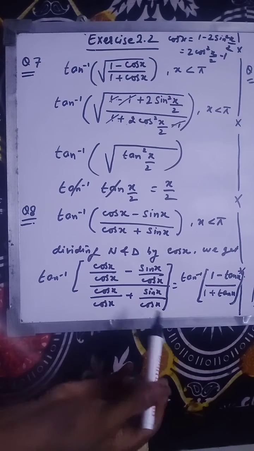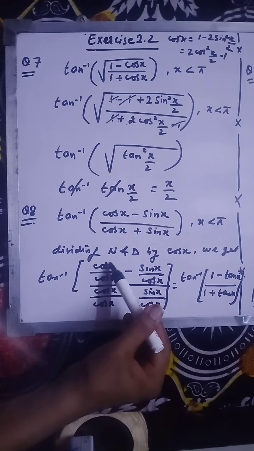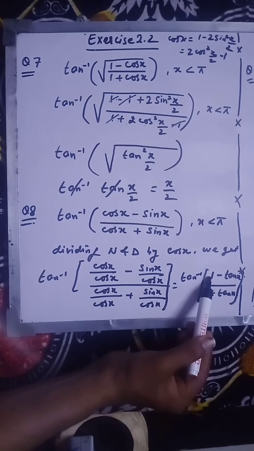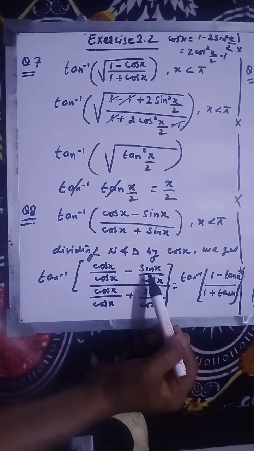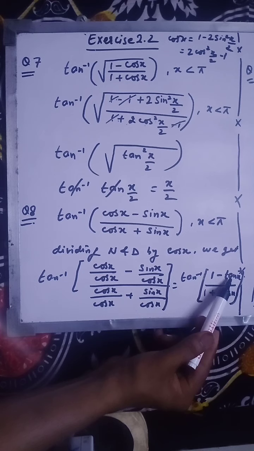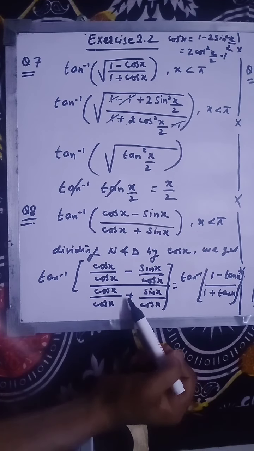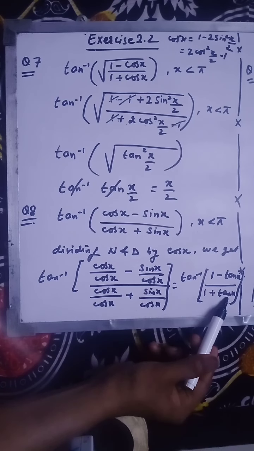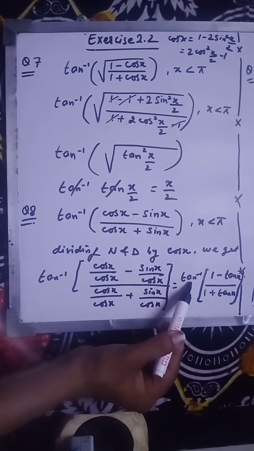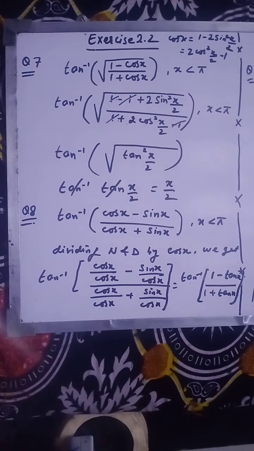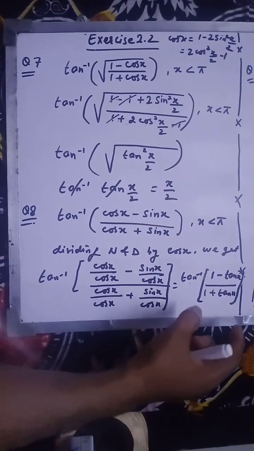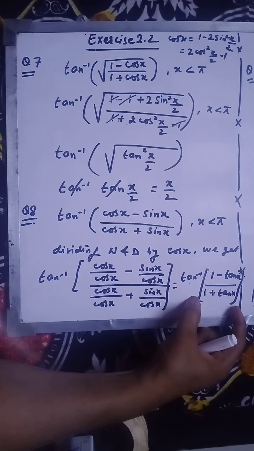After dividing, cos and cos will cancel out, it will give you 1, minus, and sin x upon cos x would give you tan x. Cos and cos will cancel out, it will give you 1, plus sin x upon cos x, that would be tan x, and tan inverse will remain the same. After this step, we can see that this is the formula of tan pi by 4 minus x. This is an expanded form of this.